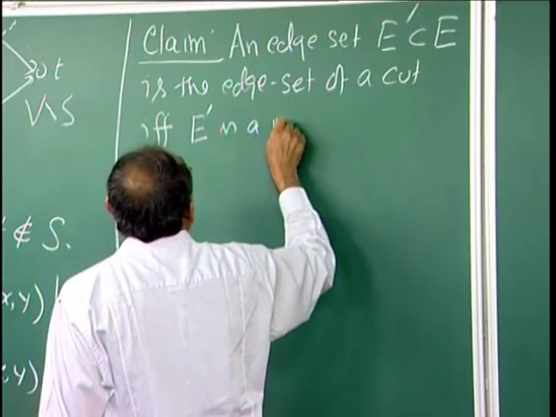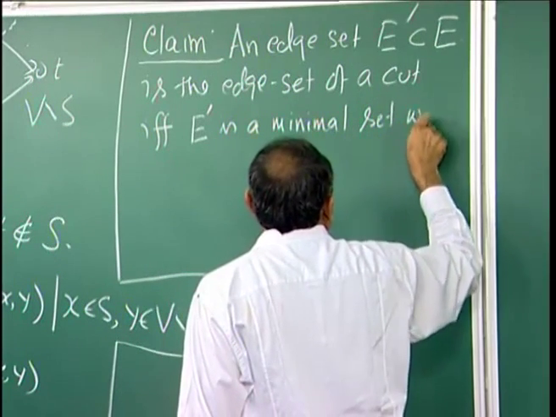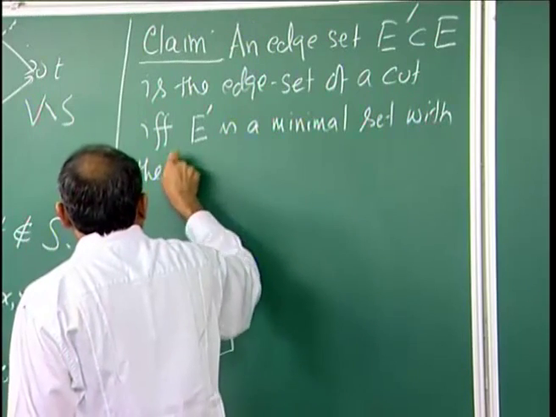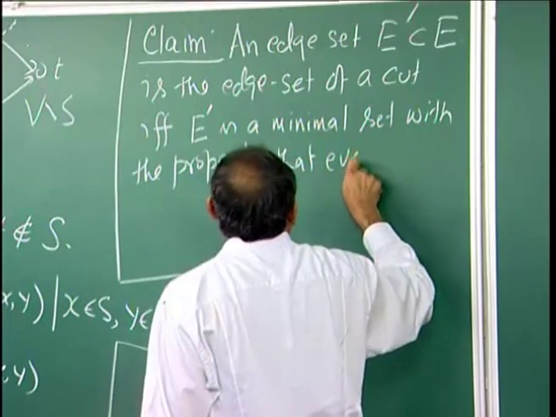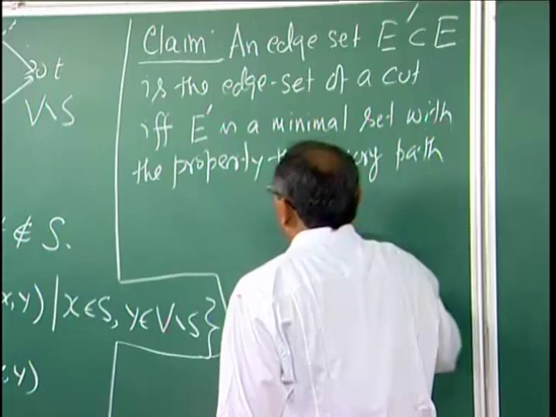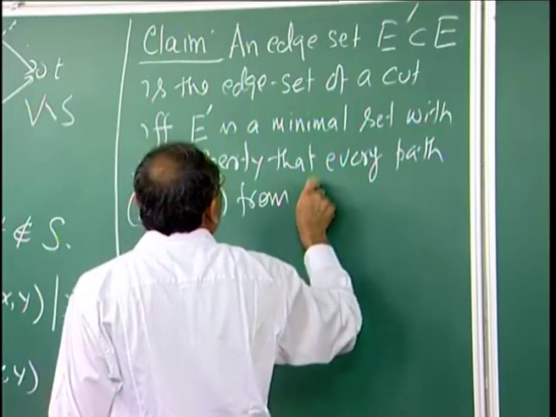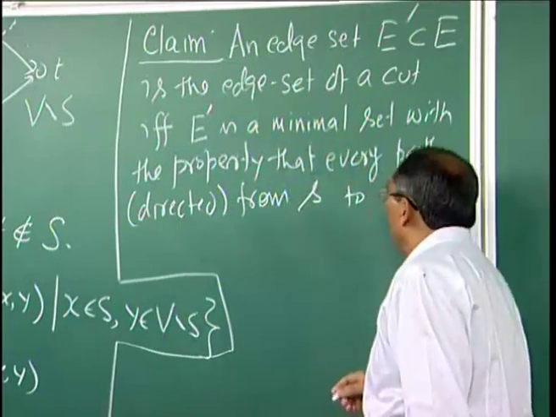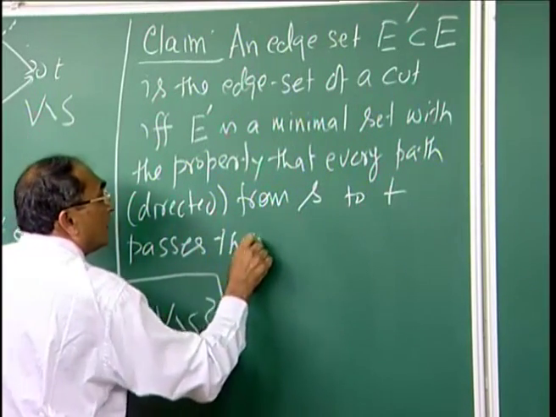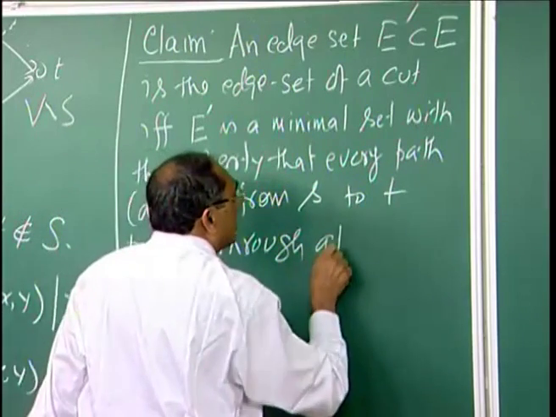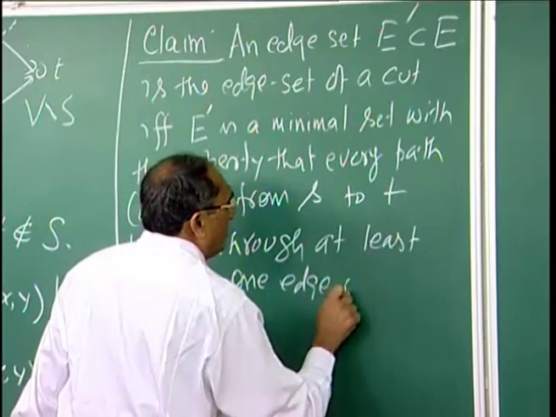That is, if and only if E prime is a minimal set with the property that every path which is directed from S to T passes through at least one edge of E prime.